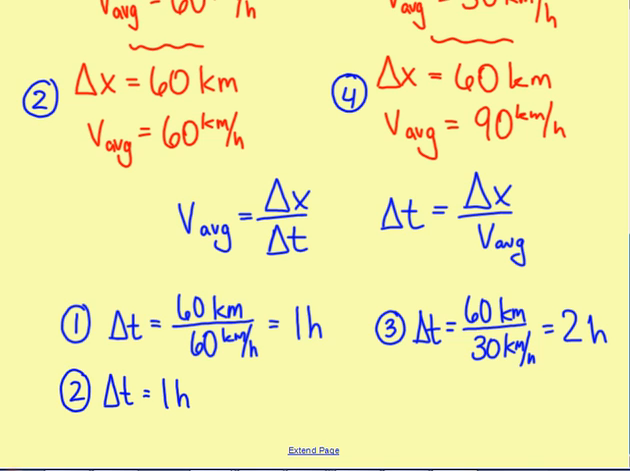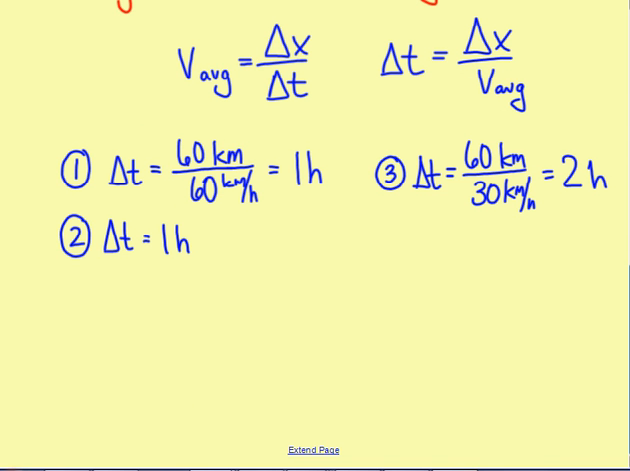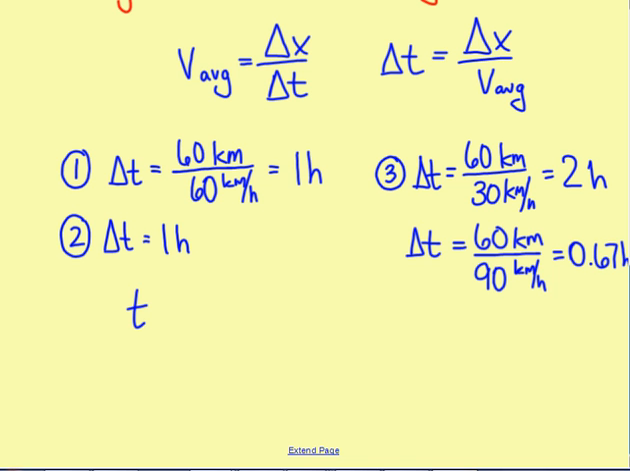Well, okay, it's pretty obvious already that boat A wins, because it took 2 hours for boat B just to get to one end. But I'm going to need this number anyway, so I might as well calculate how much time it took them to get back. 60 kilometers divided by 90 kilometers per hour gives me 0.67 hours. So the total time for A is 2 hours. The total time for B is 2.67 hours.